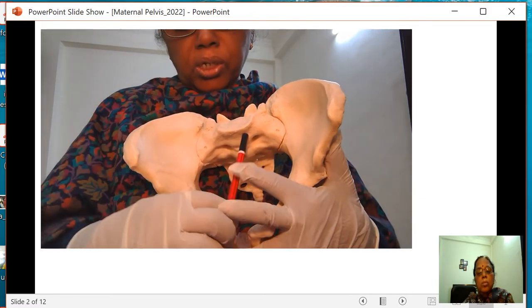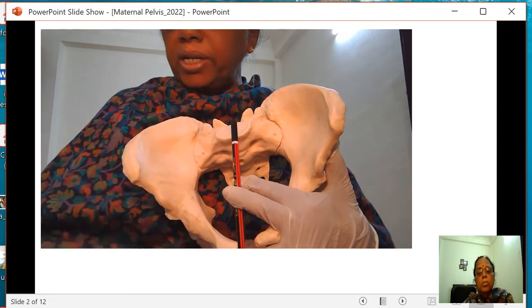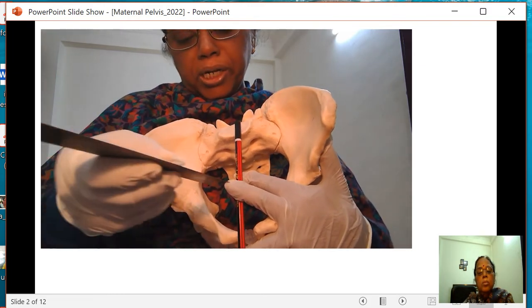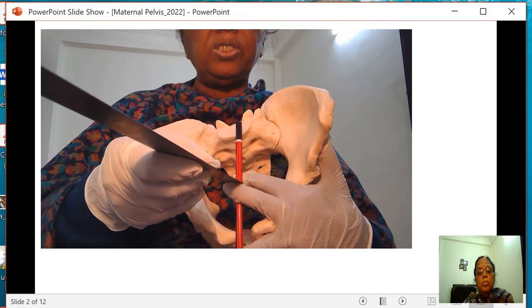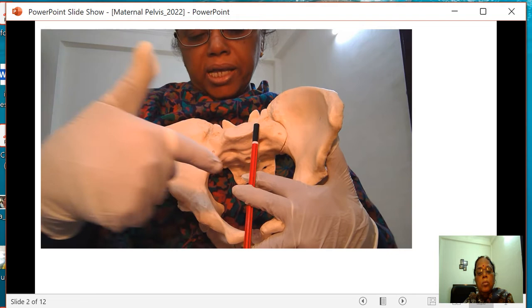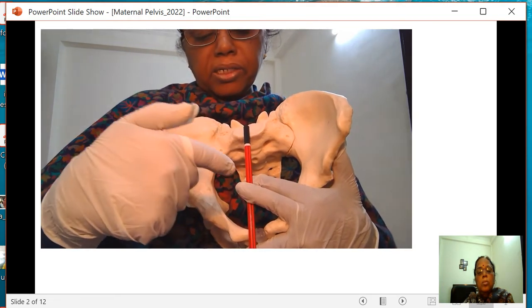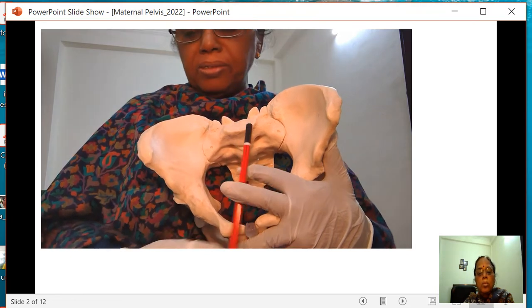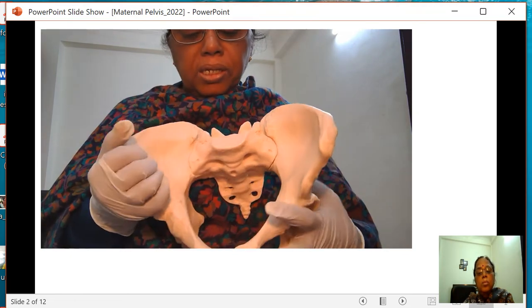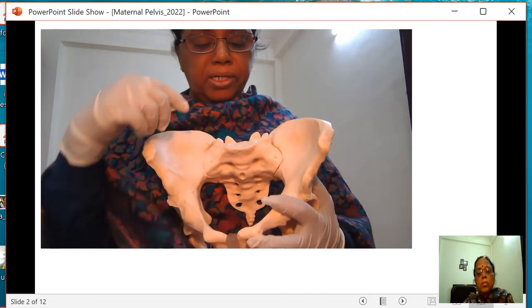Suppose this is the inlet. If you draw a perpendicular, that is, a right angle, this is the axis of the inlet, and it is through this axis that the fetus enters into the inlet of the pelvis. Now, we have spoken that this is normally inclined at 55 degrees.